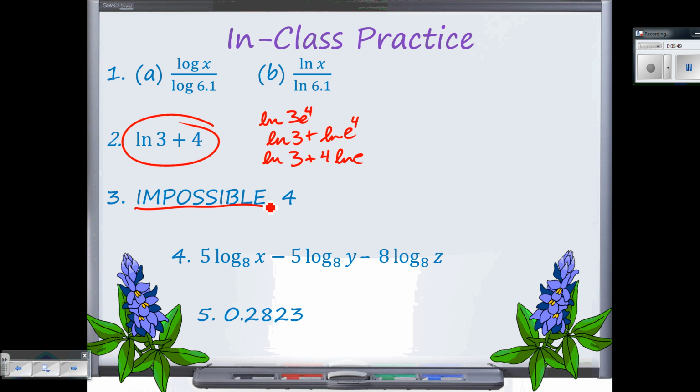Now the reason this one's impossible, if you look at the equation on your green sheet, what's inside the log is negative. That can't happen, we can't do it. No dice, nada, never. It's impossible.